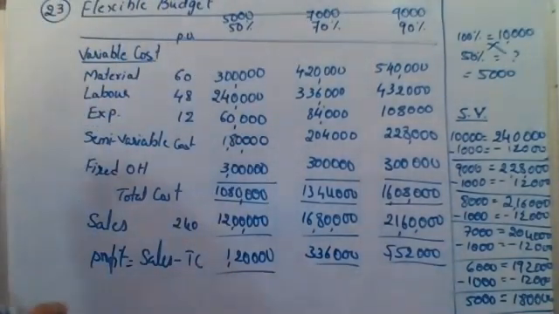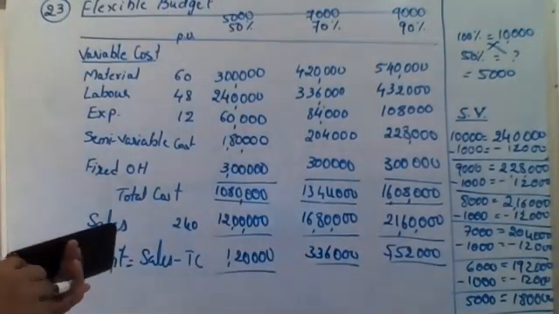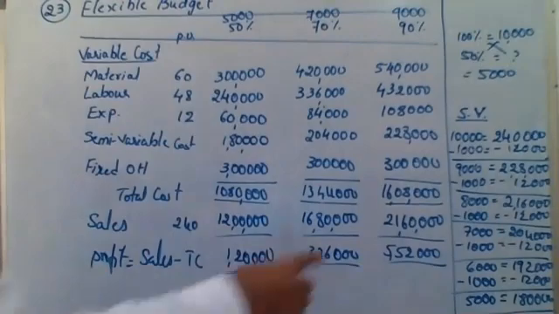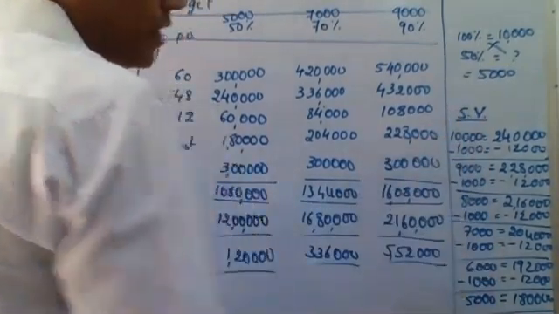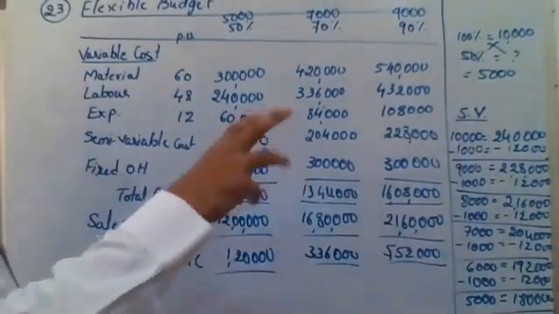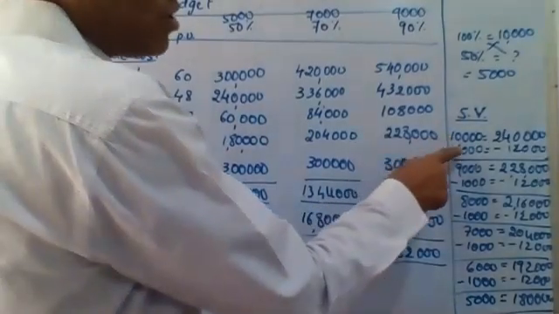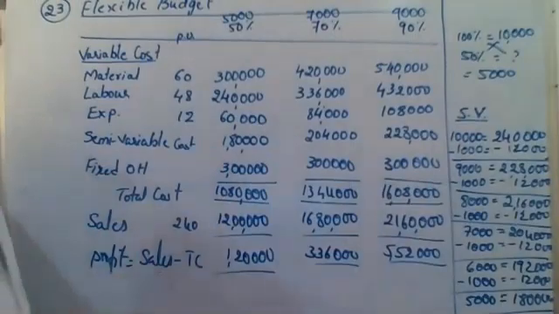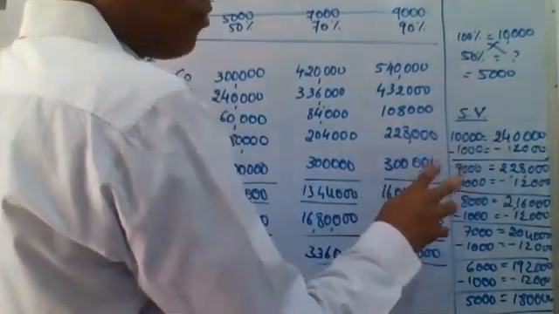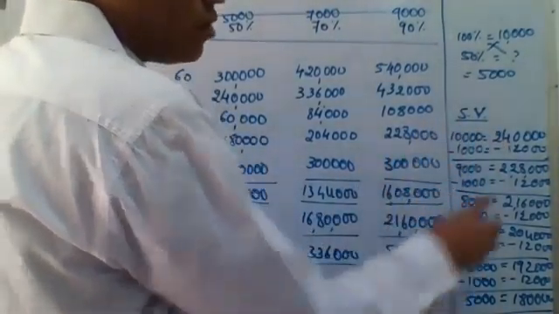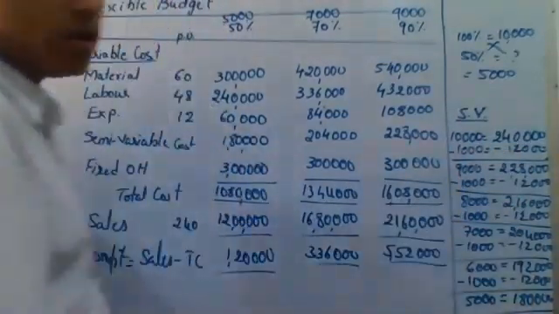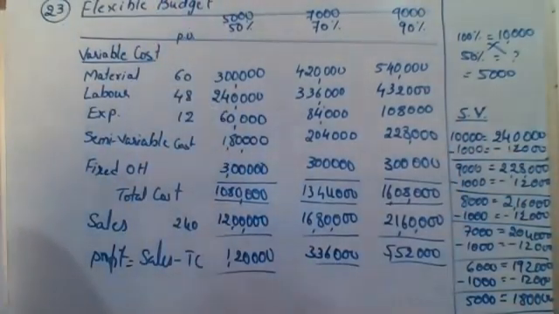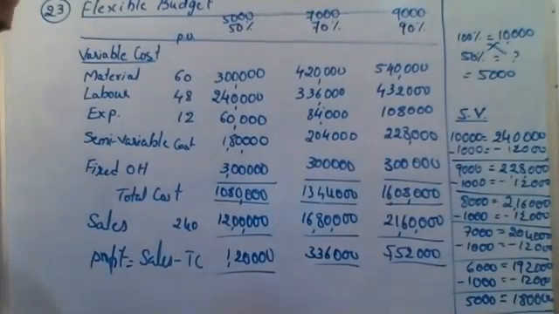This is your profit. So the only new point you have to learn in this problem is the semi-variable cost. It is changing in steps. For every 1,000 units, the cost will increase or decrease by 12,000 rupees. So at full capacity, it is 2,40,000. When 1,000 units are reduced, 12,000 is reduced from the total semi-variable cost. Is it okay? Yeah. So that is what you have in question number 23.